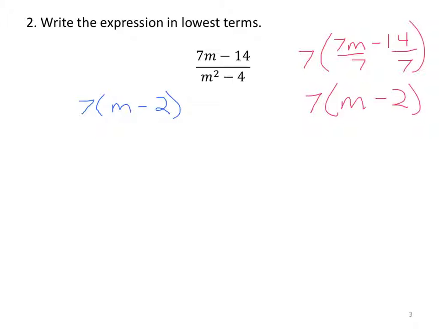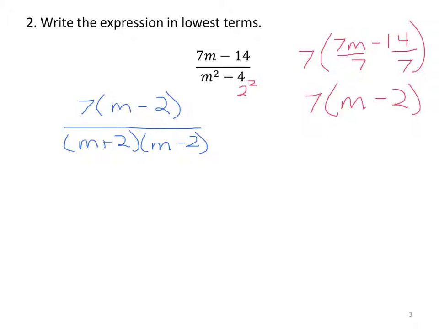Okay, so in the bottom we have a difference of squares. So we have m squared minus 2 squared, and so that's going to simply be m plus 2, m minus 2. So for a difference of squares, you add the bases and then you subtract the bases. So you don't add m squared and 4, you add m and 2.